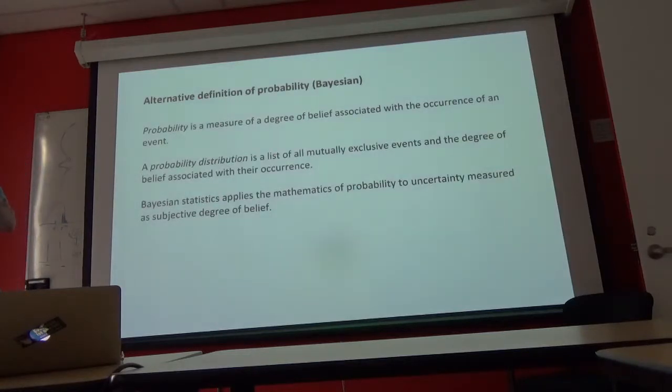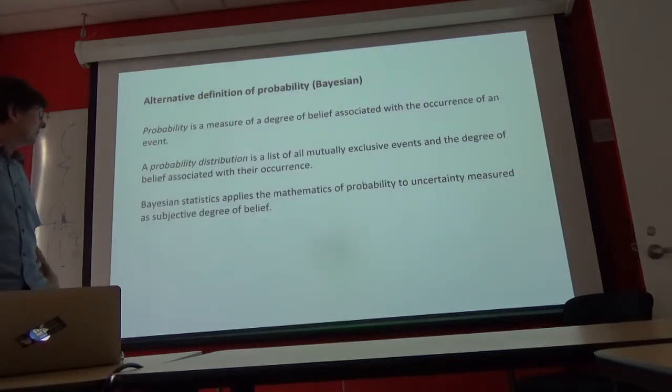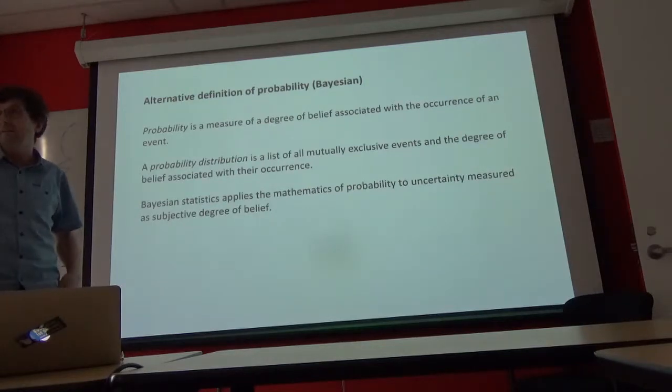And we put our uncertainty on the same scale of 0 to 1, and in fact we use in large part the same mathematical machinery to compute probabilities as we do under the completely alternative definition that we normally think about when we analyze data. A probability distribution in this case is a list of mutually exclusive events and the degree of belief associated with their occurrence.